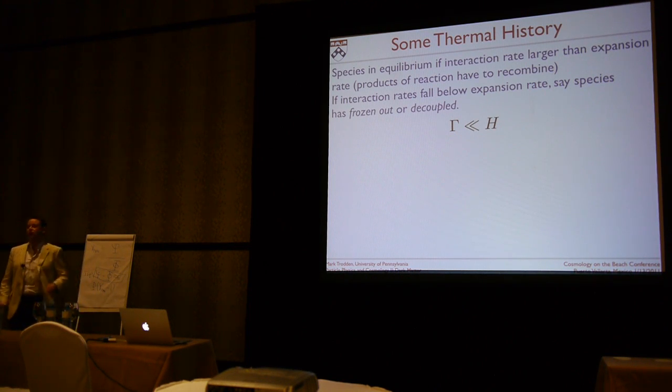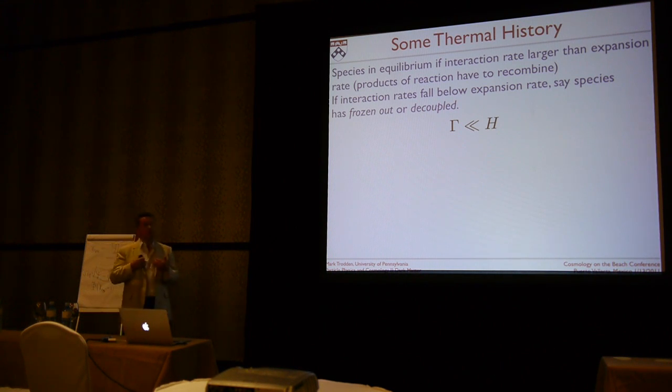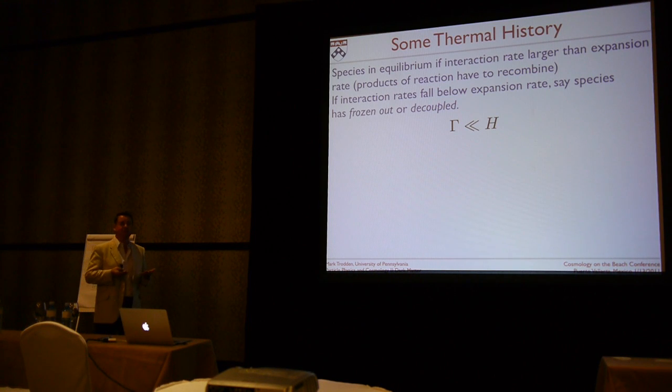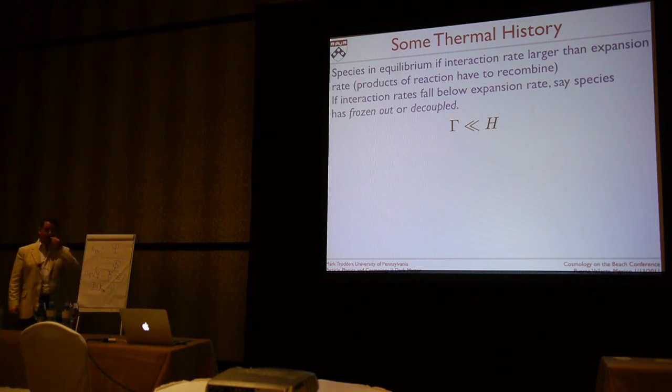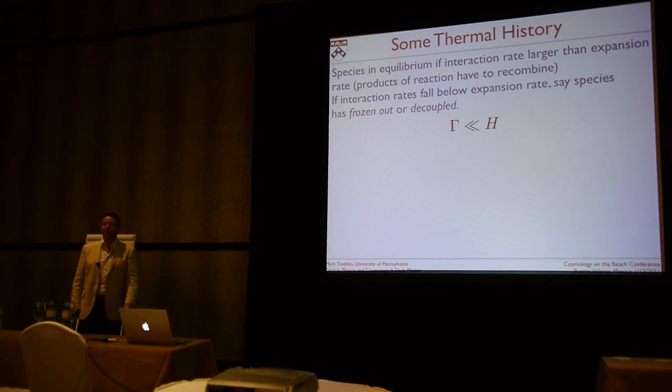Okay, so let's do some very simple thermal history. If you have a species of particles in the universe, and their interaction rate is larger than the expansion rate of the universe, then very loosely speaking, when these particles decay, there's enough time and enough energy around for the products of that decay to get back together, recombine, and form particles. There's an equilibrium that can be established in the universe. And that's an interesting state for the universe to begin, but it's not one that is likely to give any particularly interesting long-lasting physics at late times.